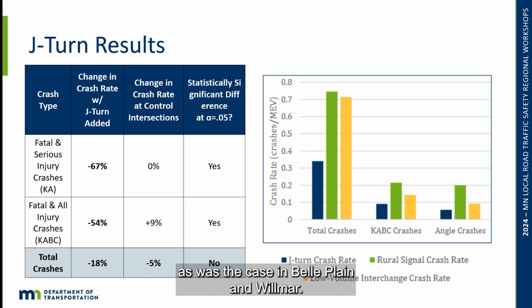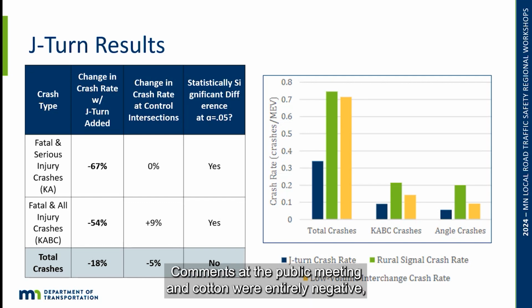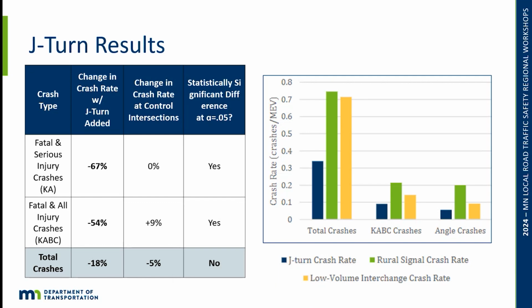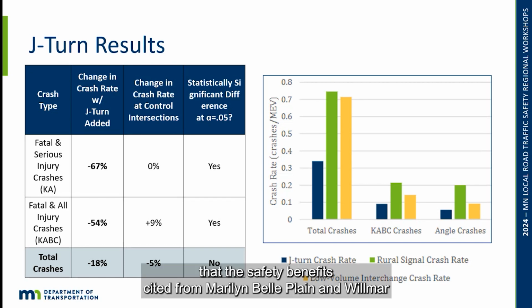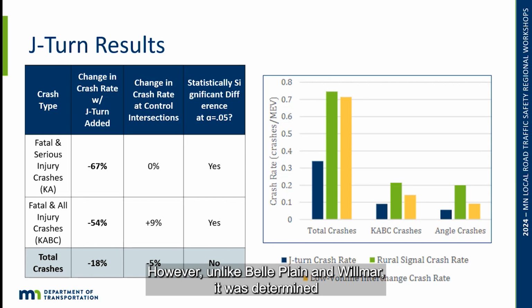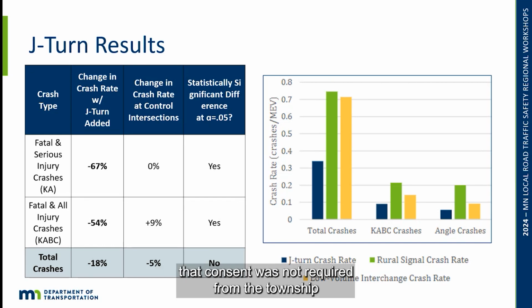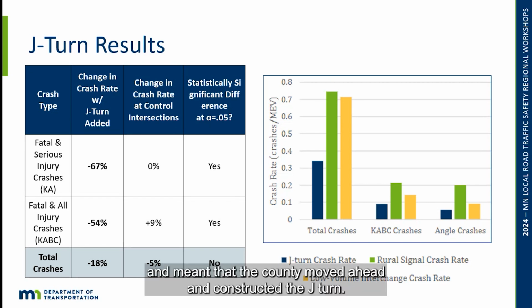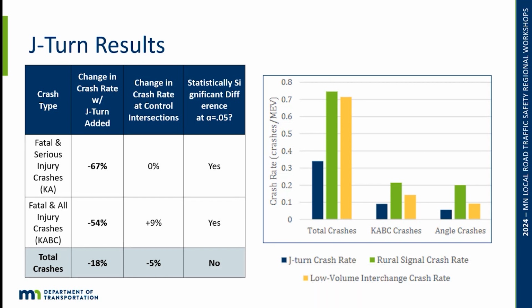As was the case in Belle Plaine and Wilmer, comments at the public meeting in Cotton were entirely negative, and local township officials were unconvinced by the safety benefits cited from Maryland, Belle Plaine, and Wilmer. Township officials informed MnDOT that they would not provide their consent. However, unlike Belle Plaine and Wilmer, it was determined that consent was not required from the township, and MnDOT and the county moved ahead and constructed the J-turn.